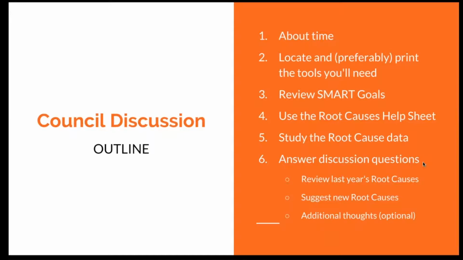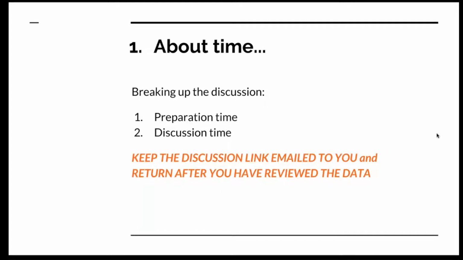Always review those SMART goals, because that will keep things in alignment, and you're not straying off with a root cause that has nothing to do with the SMART goal. The SMART goal is the focus. Use that root causes help sheet. Study that root cause data, and then answer those discussion questions. Review last year's root causes, suggest new root causes, and of course you can always have additional thoughts. So that's our outline, and now we're going to break it down and talk about each of those things so that you're ready for your discussion.